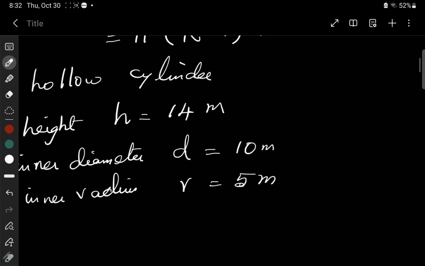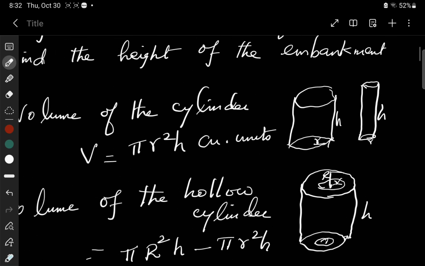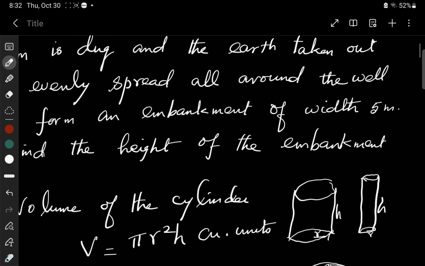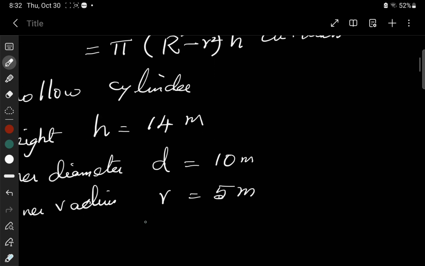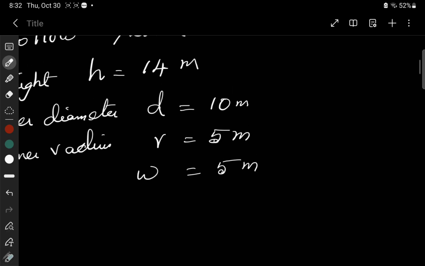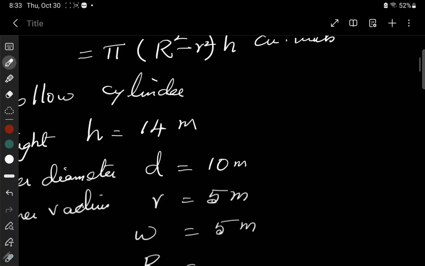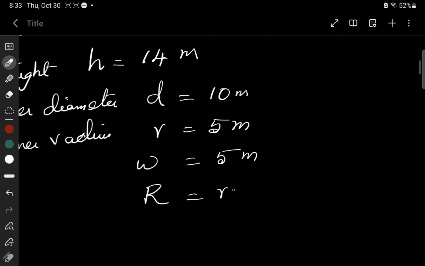And then they have given the width of this embankment. The wall around this well has thickness 5. So W is equal to 5 meter. So what about capital R? Capital R is equal to small r plus W. So 5 plus 5 is equal to 10 meter, you got.